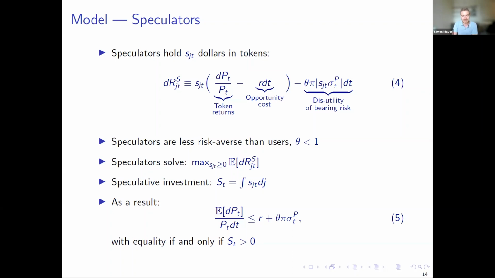We won't see that. So the key equation is equation 5, or the key inequality essentially states speculators hold tokens if and only if expected token returns are sufficiently high and compensate them for their time preference R and disutility of bearing risk.